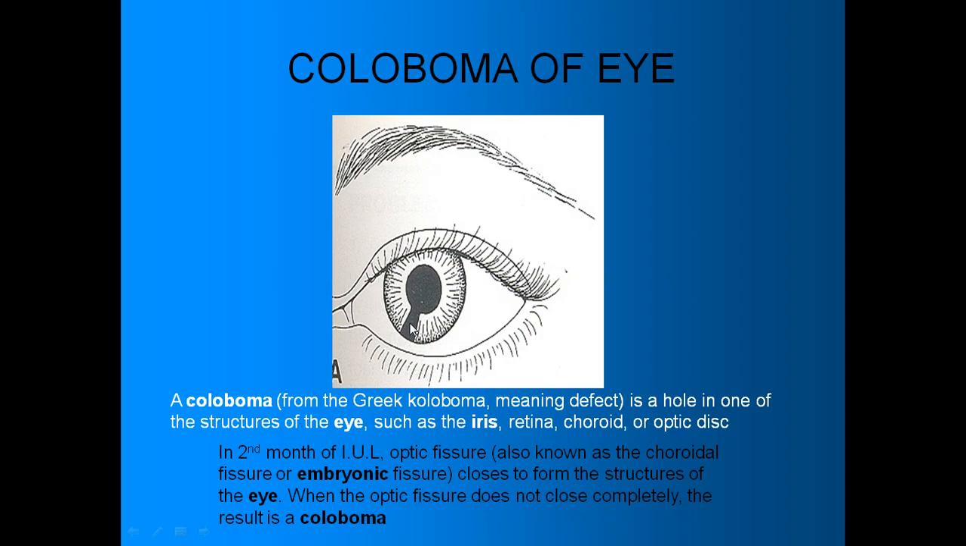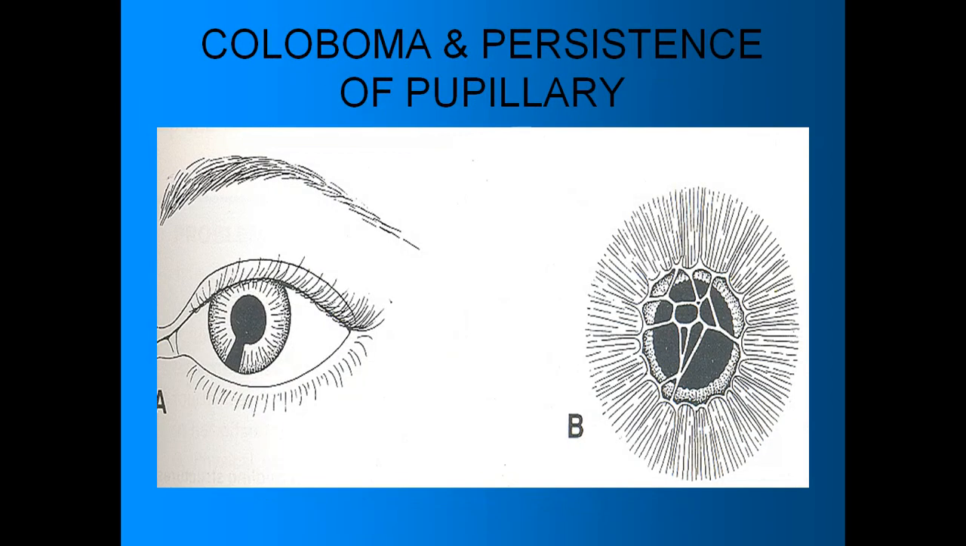This can be incomplete coloboma. It can be only in the iris, I already told you. It can extend throughout the eyeball. That is complete coloboma. Okay. So failure of closure of the choroid fissure or optic fissure results in coloboma.